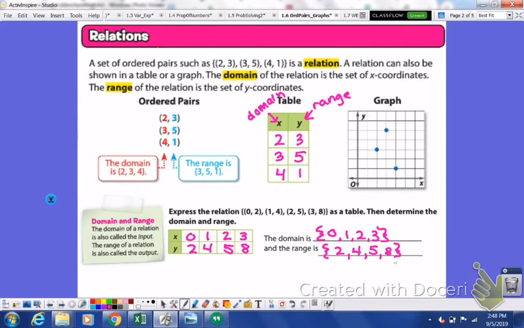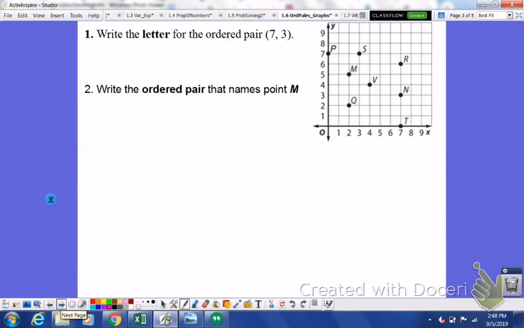All right, so jumping right along. We want to write the letter for the ordered pair at 7, 3. So some more practice with that graphing. 7 is my x, 3 is my y. We know this is our x-axis, here's our y-axis, so that tells me to go to the right 7, so pop over there. And then rise 3, 1, 2, 3. There he is. Point N is found at 7, 3.